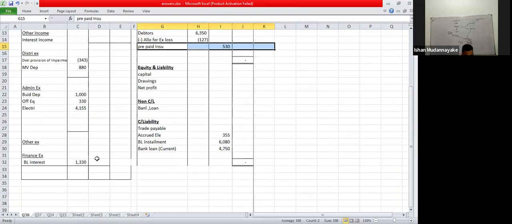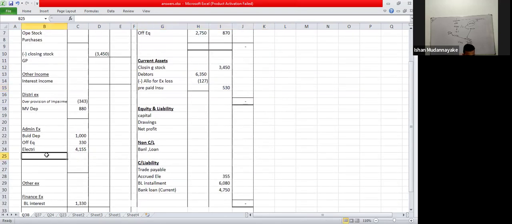Okay, and then the insurance expense goes under administration expense. Total insurance paid amount 1,830, minus 530. What is my closing balance? 1,300. That is the relevant insurance expense for the period.